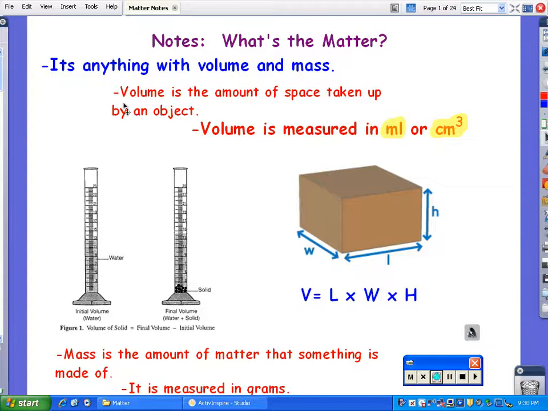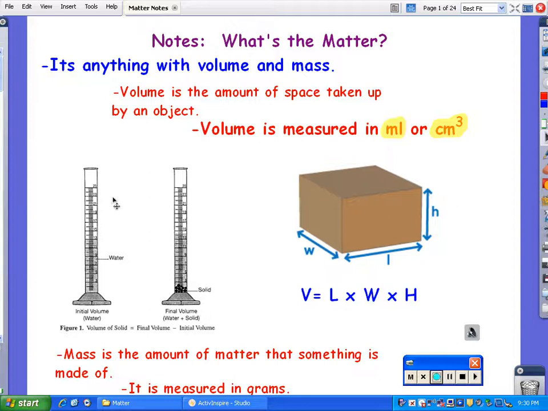This is going to be just some classification of matter, different types of matter, and what constitutes matter. So, matter is anything with volume and mass. Volume is the amount of space taken up by an object. It can be measured in two different units, milliliters or centimeters cubed. Milliliters are measured in a graduated cylinder. Centimeters cubed you can measure for a solid as length times width times height.